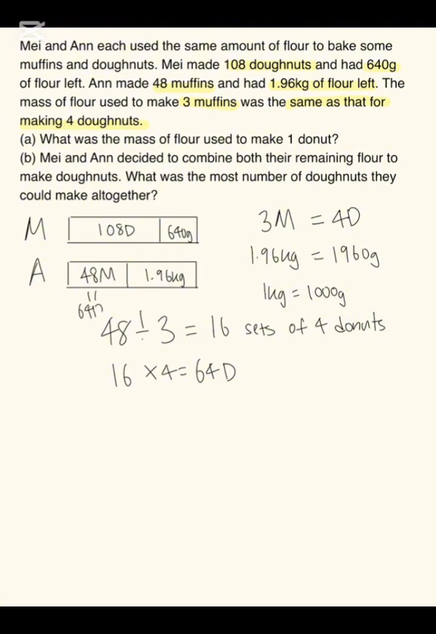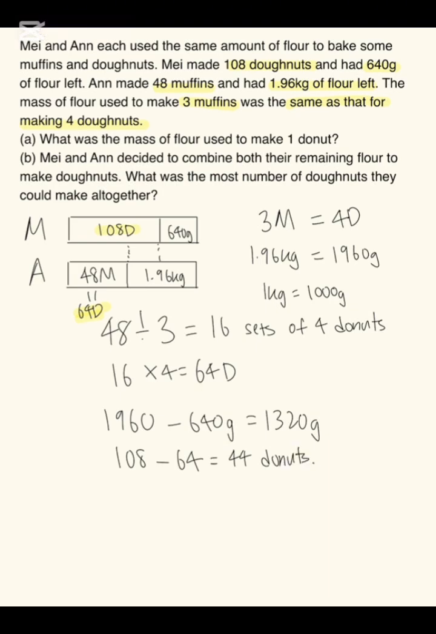If this is the equivalent of 64 donuts, then let's zoom in to this difference here. What is this difference? The difference here is 1960 minus 640 grams, which gives me 1320 grams. And at the same time, this difference is also the 108 donuts here minus the 64 donuts here. 108 minus 64. From here, I get 44 donuts.